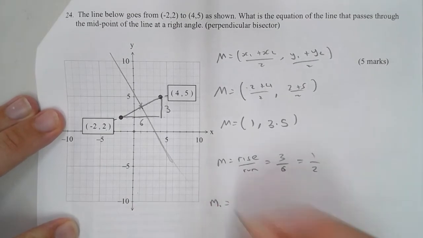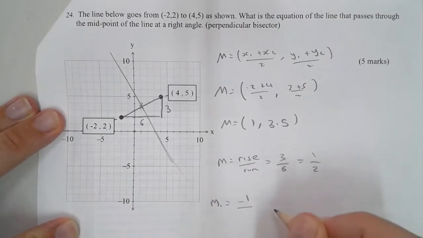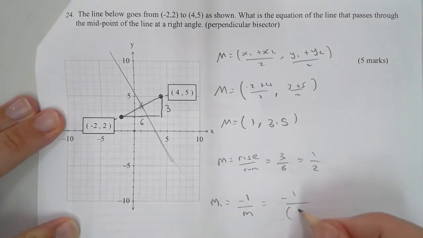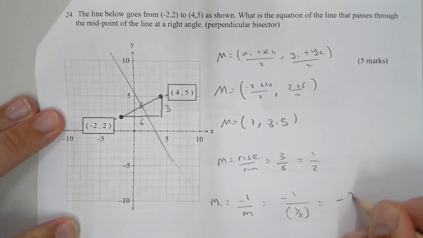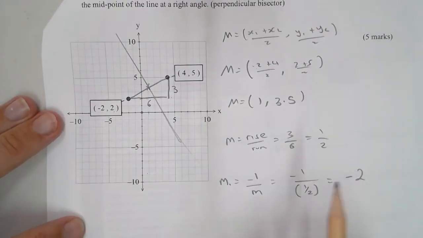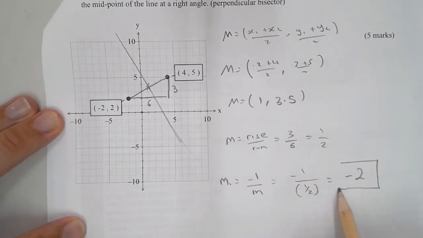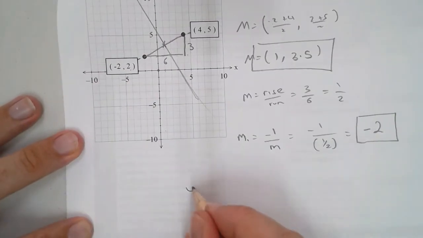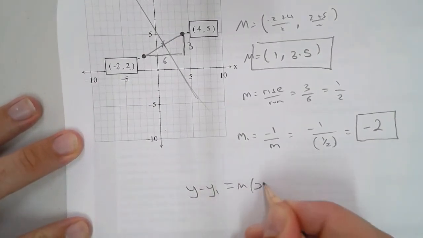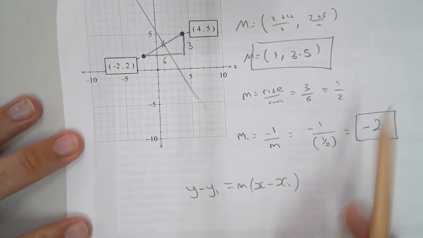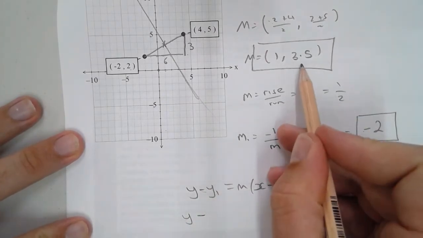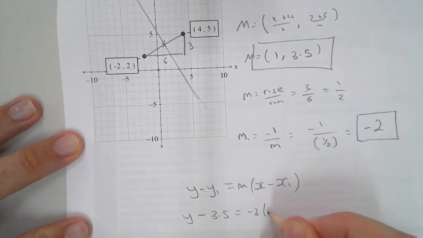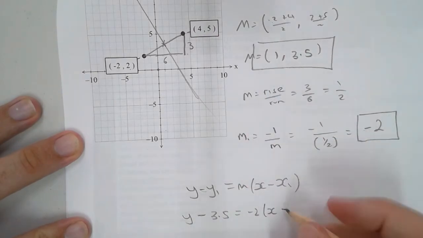Now the gradient of your perpendicular line is minus 1 divided by our old gradient. So it's minus 1 divided by a half, which will give us negative 2. So we now know the gradient of our line, and we now know a coordinate that it goes through. So all we've got to do is use our equation and substitute in this and this. So y minus y1, 3.5, equals m, minus 2, times x minus x1, which is 1.